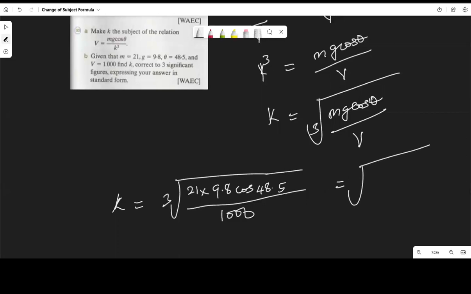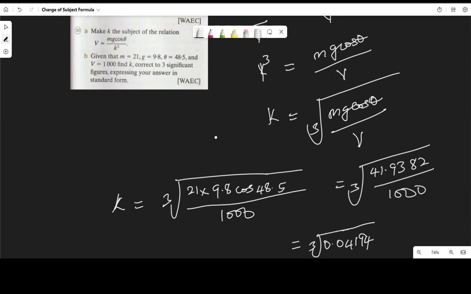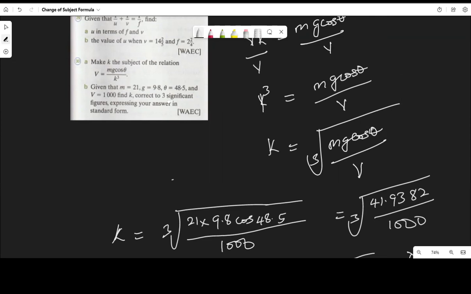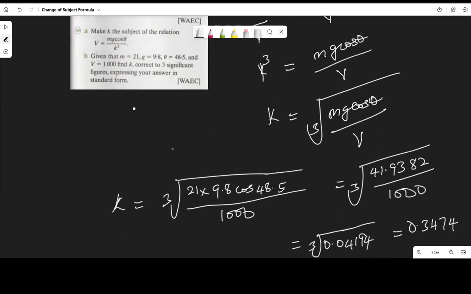Cube root of 41.9382 divided by 1000. Cube root of that, and this divided by 1000 is 0.04194, the cube root of 0.04194. Cube root of that will be 0.3474. The question says, correct to 3 significant figures, expressing your answer in standard form.